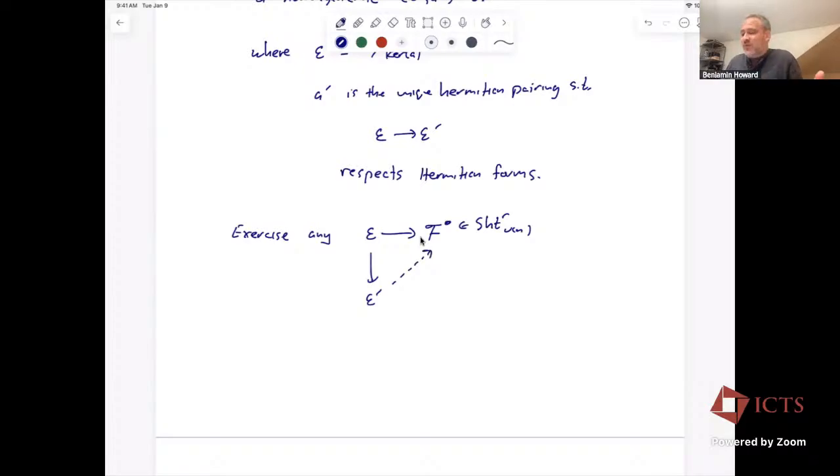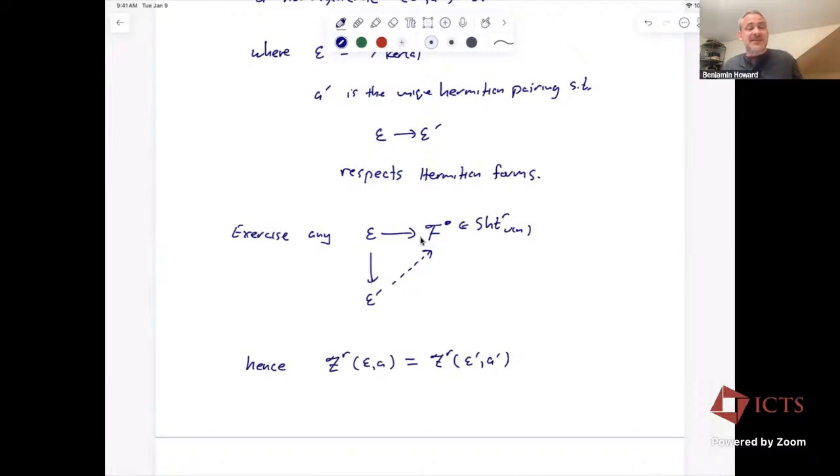And so to give a map from E into this Shtuka is the same as to give a map from E prime into this Shtuka. And what that is telling you is that this special cycle determined by the pair EA is actually equal to the special cycle determined by this non-degenerate pair E prime A prime. So the special cycle for a degenerate coefficient is related to the special cycle for a non-degenerate coefficient in this very simple way.